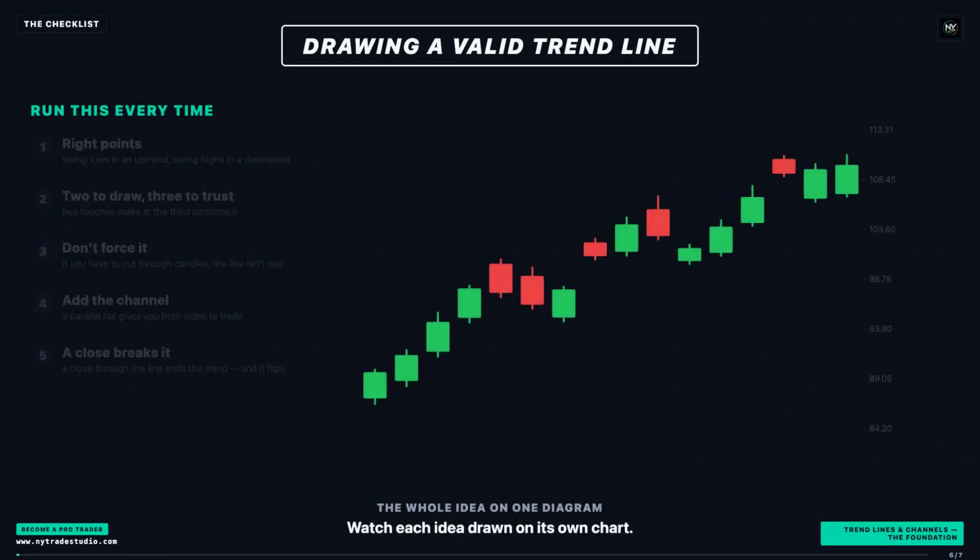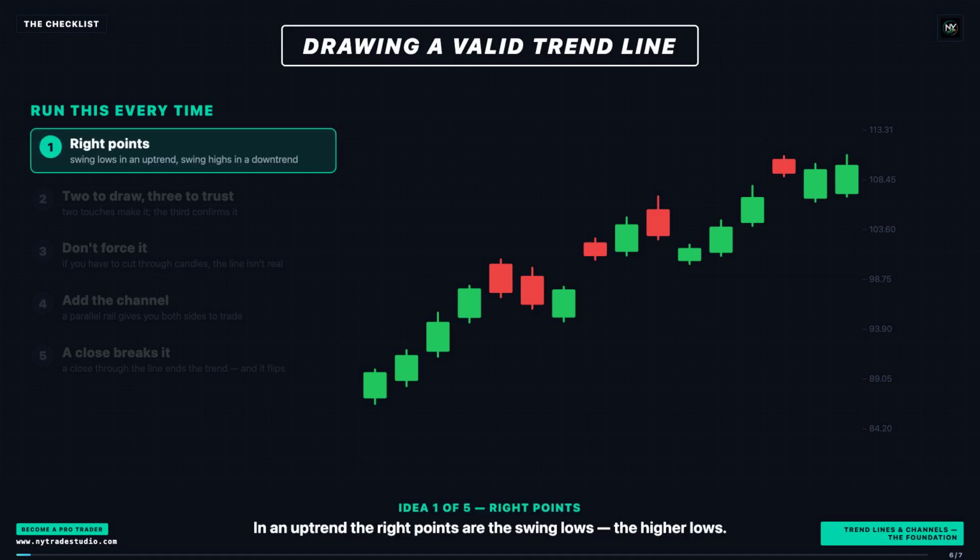Let us lock the whole thing into one simple checklist you can screenshot and run on any trending chart. Just 5 lines. 1. Use the right points. In an uptrend, you connect the swing lows along the bottom. In a downtrend, you connect the swing highs along the top. Lows for up, highs for down.